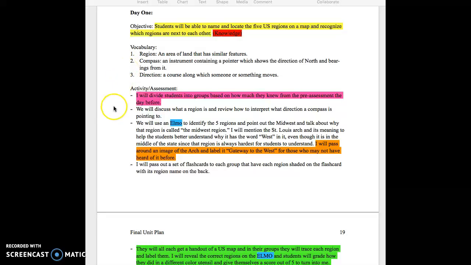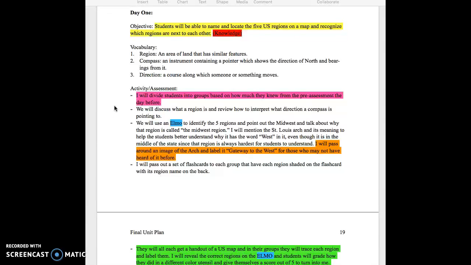Then I'm going to be dividing the students into groups based on how they did and how they seem to understand what we were going to be doing based off of the pre-assessment with the columns from the day before. We're going to be using Elmo, and it's going to help them see and identify the 5 regions. Those are going to be the Southeast, Northeast, Midwest, Southwest, and West.